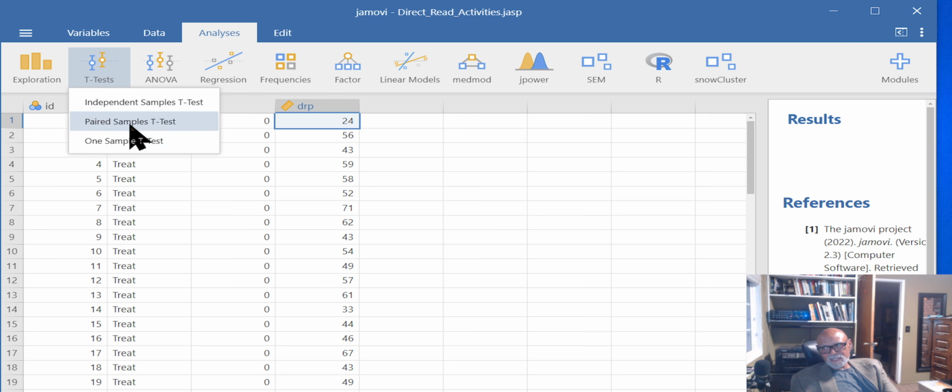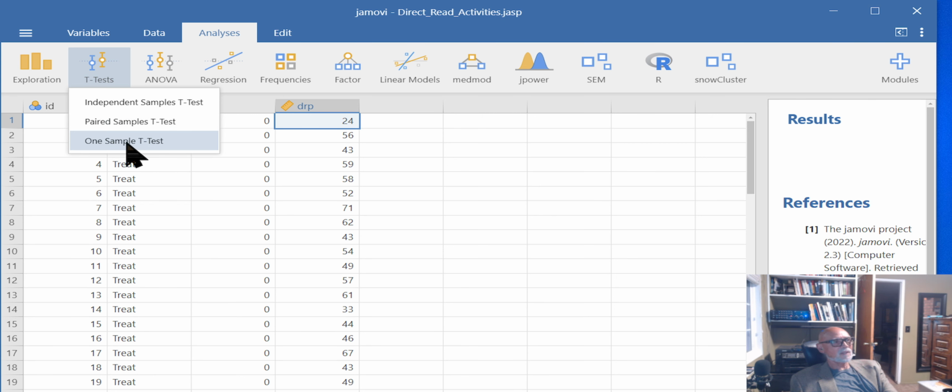A paired t-test is different. That means there's a dependence between the first and the second measure. That means that if you have a pre-test and post-test, or you have a matched sample where the people may know each other, husband and wife, where the score that one person has may affect the score that another person has.